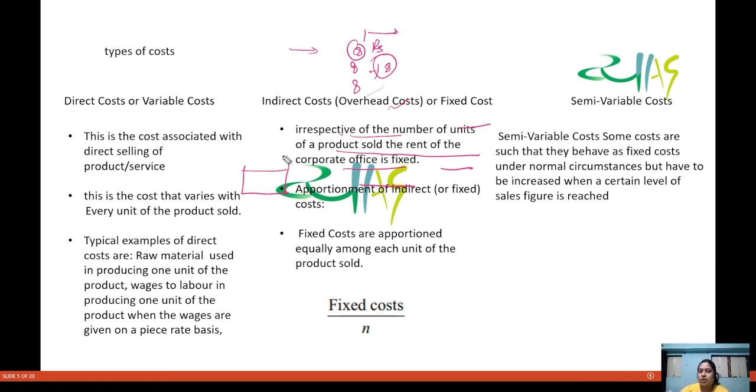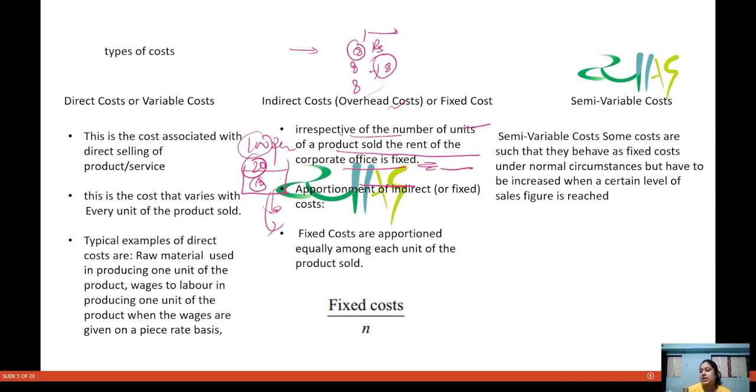So that means if you want to produce 10 pens, you can produce in this factory. If you want to produce 20 pens, you can produce in this factory. If you have to produce 100 pens, you will produce in this factory itself. The rent is not going to increase. Sometimes this factory becomes too small for production, but otherwise it will not be included in the per unit cost. It is fixed cost.